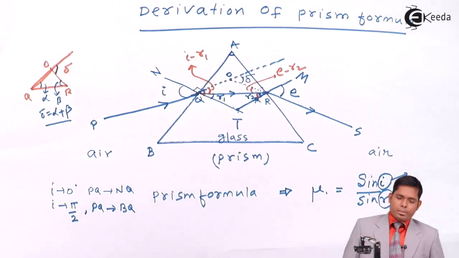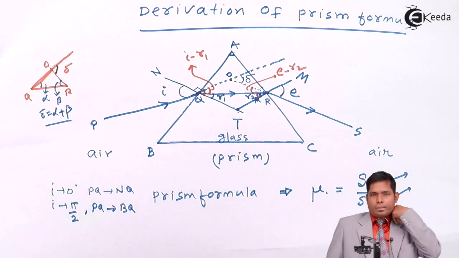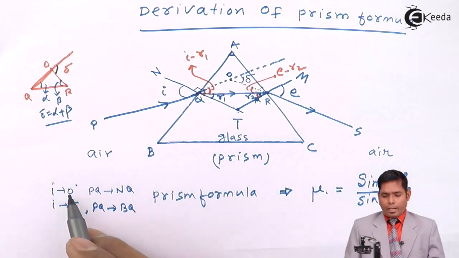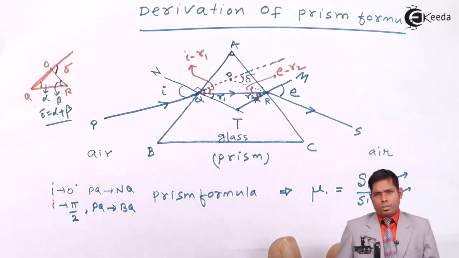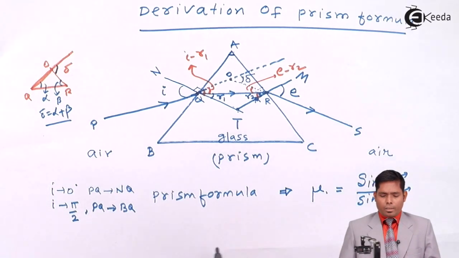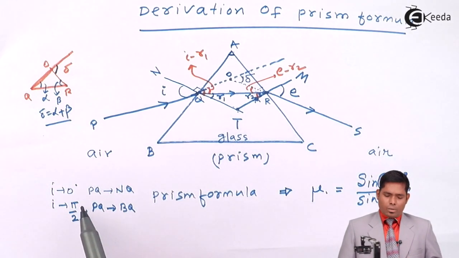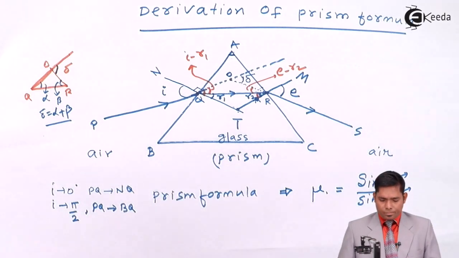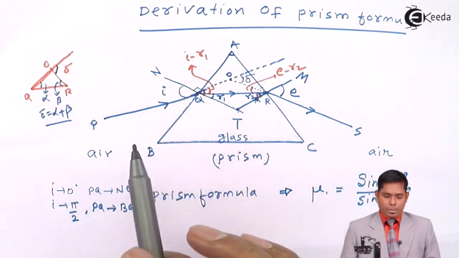Okay, that means angle of incidence has maximum of 90 degree and minimum of 0 degree. You cannot have angle of incidence greater than 90 degree or less than 0 degree. That is what you see from here.